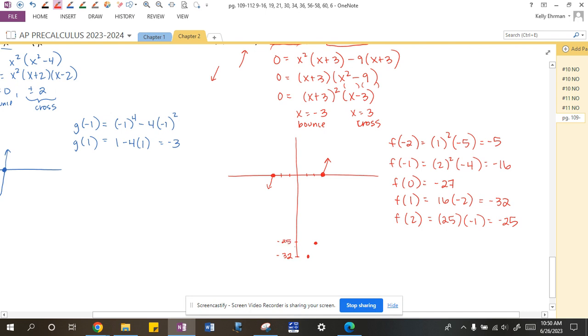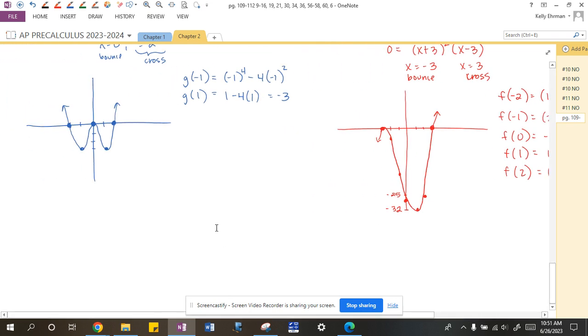At 0, we're at negative 27, so make that a little bit lower. At negative 1, we're at negative 16, so okay, maybe here. And then negative 2, negative 5. Again, these are sketches. Just the fact that I'm having you find all of these points is probably more than you would ever have to do on an AP test, but it's just good practice to be able to plug points in.